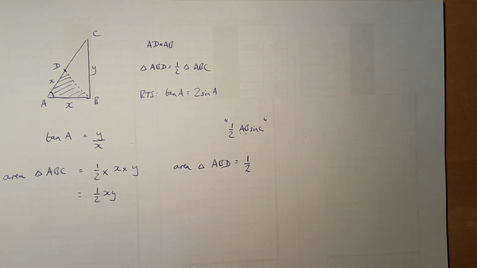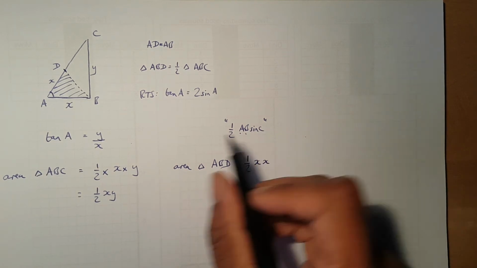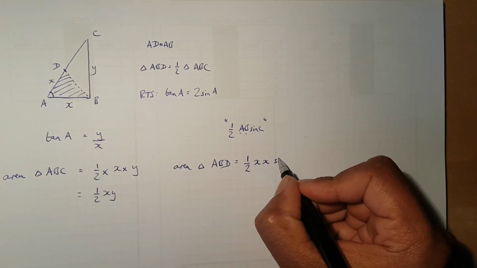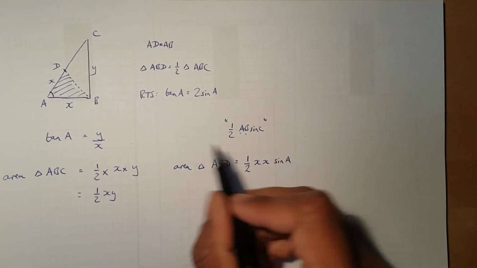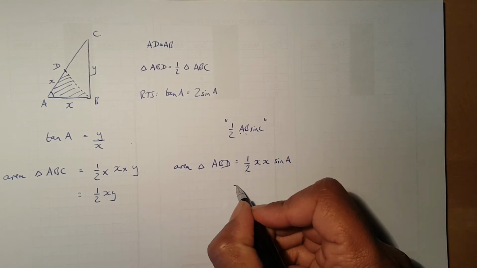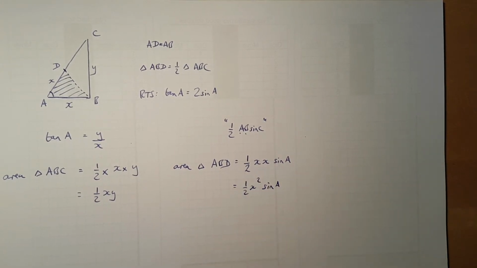Well, x and x are my two sides, so that's half x times the sine of the angle in between, which becomes sine A. For clarity, this is just quoting a formula. This is actually writing down what it looks like. So that becomes half x squared sine A.